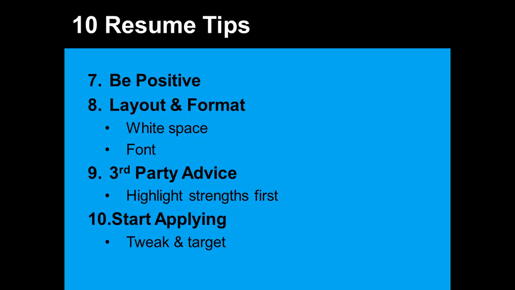Number 9 is getting third-party advice. So here we have asking a friend or an outside opinion, whether it's a professor or your boss. If it's your boss and you're looking for another job, that would be good, but if it's within the same company, then maybe not. You just need to be able to get some feedback on it and have them subjectively review it so they can give you the insight in how others will view it.